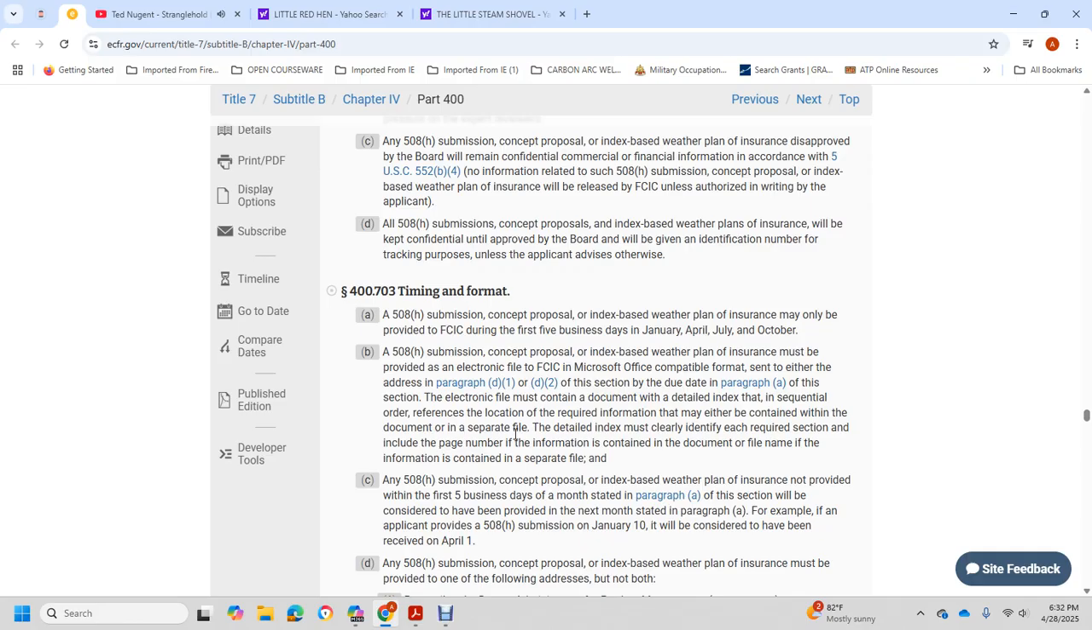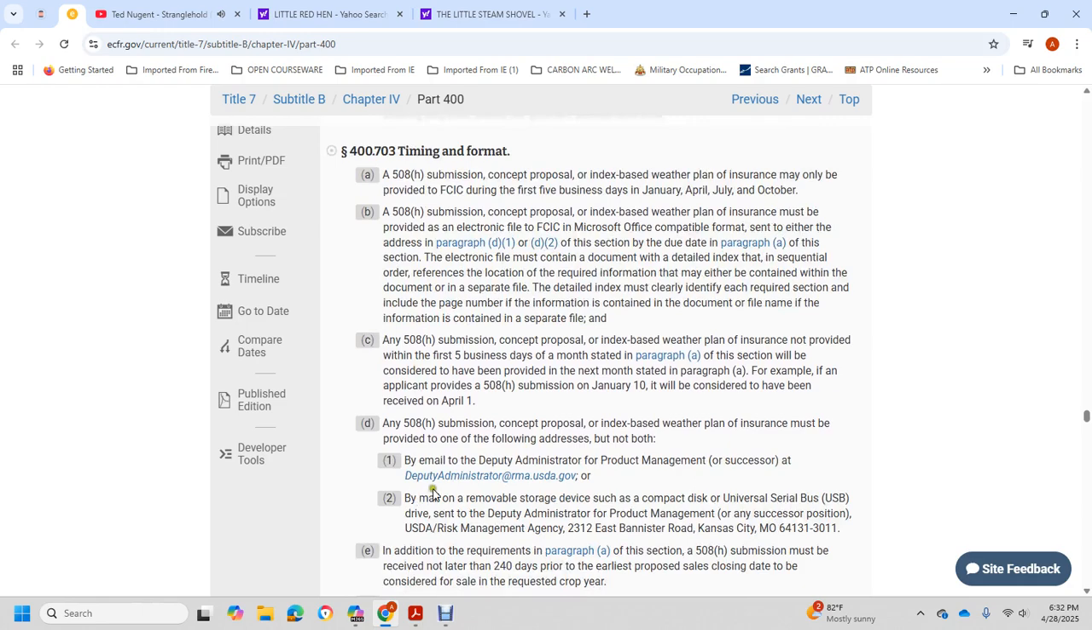Information contained in a separate file and a 508 submission concept for the proposal for the index base for the plan and trim with the provide with the within 5 business days with the month for stay with the paragraph A with the section will be considered to have with the provide with the next month with the stay with the paragraph A. For example, if the applicant section 508 submission for the January 10th will be considered to have it received in April 1st.